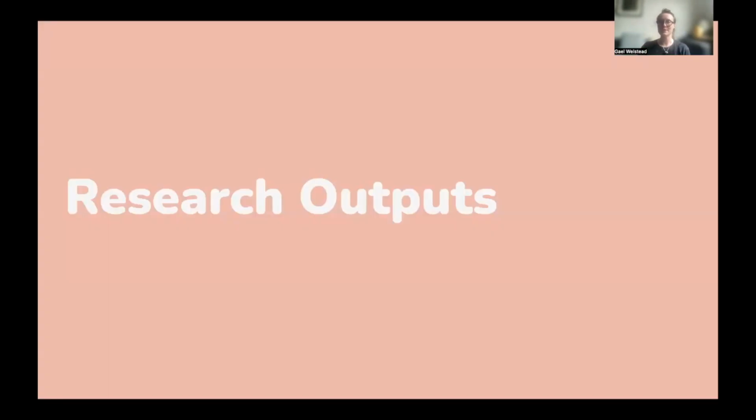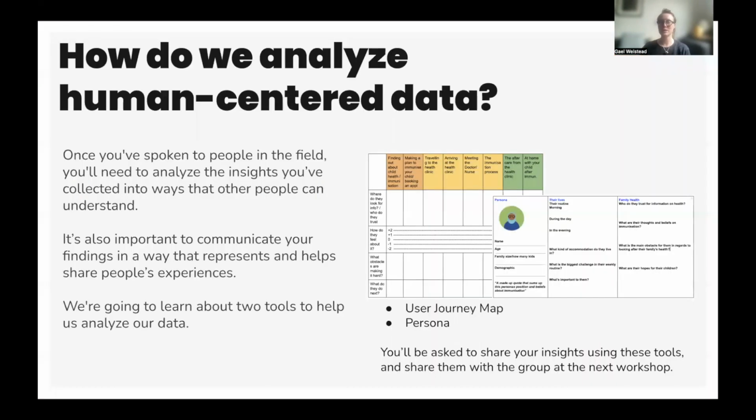So research outputs. We always want to sit with our data. We probably have lots and lots of paper and notes. So once you've spoken to people in the field, you'll need to analyze the insights you've collected into ways that other people can understand, and also for you to understand. It's also important to communicate your findings in a way that represents and helps share people's experiences. So you're going to learn about 2 tools to help analyze data. So these are user journey maps and personas. You may have come across these before, you may not, and that's absolutely fine.